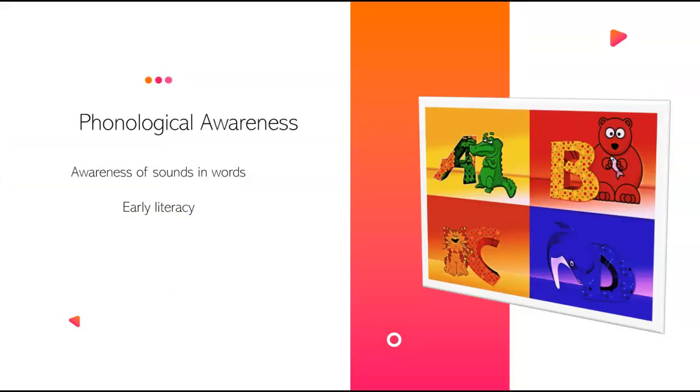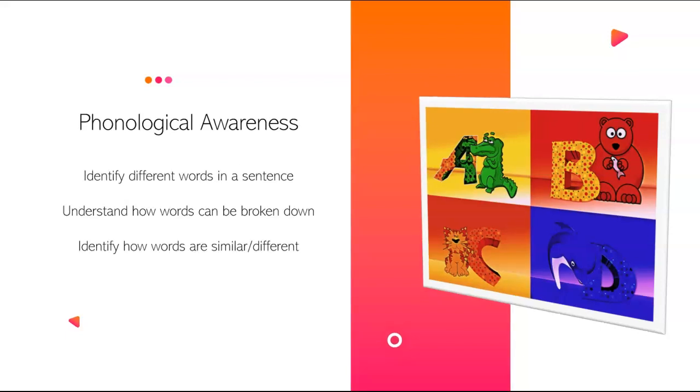The first skill is phonological awareness, and this is the awareness of sounds in a language. It's important for children to have an understanding of the relationships between letters and sounds, and this is the first step in acquiring that understanding. Phonological awareness is the ability to identify different words in a sentence, understand how words can be broken down into their separate parts, and being able to identify how words are similar or how they are different.